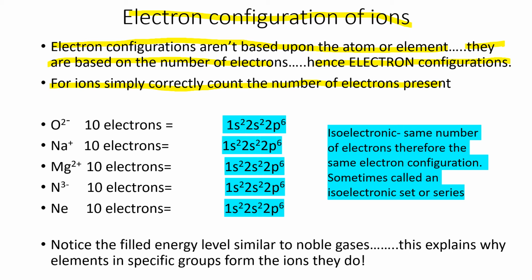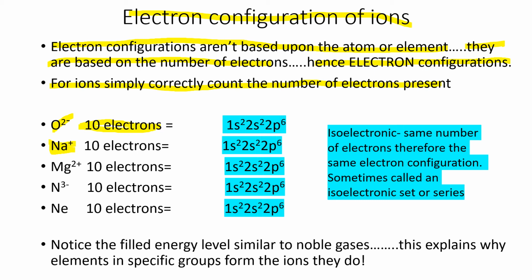So O2 minus. Well, oxygen has 8 electrons, but that -2 charge tells me I have 2 more electrons. That's going to mean 10 electrons. So this ion has 10 electrons. 10 electrons, fill up how 10 electrons get filled up: 1s2, 2s2, 2p6.